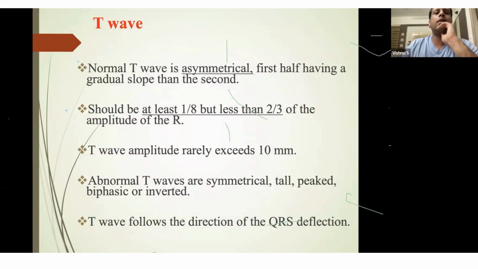What is a normal T wave? A normal T wave will always be symmetrical. The first half has a gradual slope. The T wave will always have the same direction as the QRS. If the QRS is positive, the T wave will also be positive, because the depolarization direction is from the endocardium to the epicardium. There are three layers: endocardium, M cell layer, then the epicardium. The activation of depolarization happens from endocardium to epicardium.